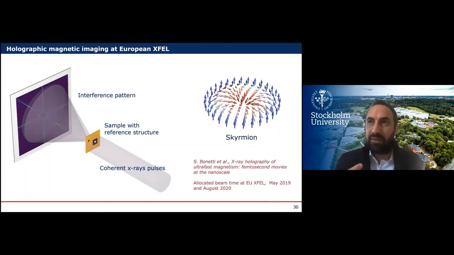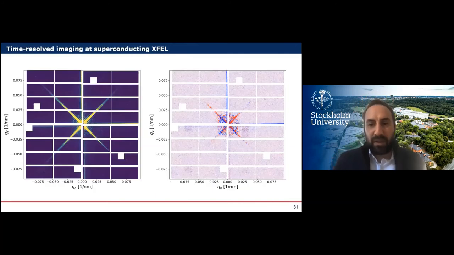Okay, so this is the key to holography: you modulate the phase, you encode the phase information into intensity information by having two references. And this is the way it works. So we did this experiment. I just want to show you the results, because this is new. So we were the first users with a new expensive detector that can measure at this facility.